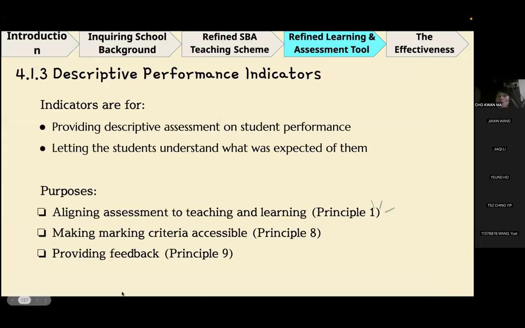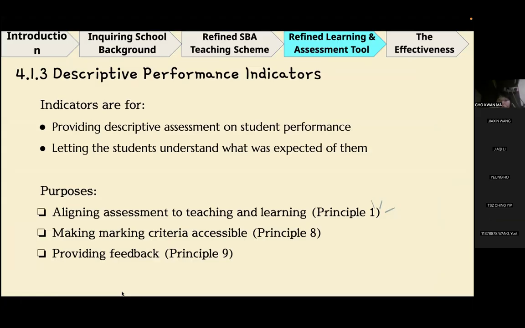So now I'm going to talk about the descriptive performance indicators that are used in the refined lesson plan. And what are the descriptive performance indicators? They are for the teachers to provide descriptive assessment on students' performance, and also for the students to understand what was expected of them during the different assessments and the lesson.